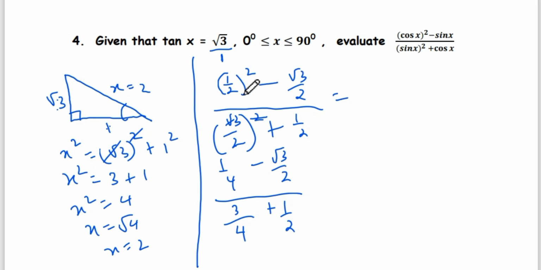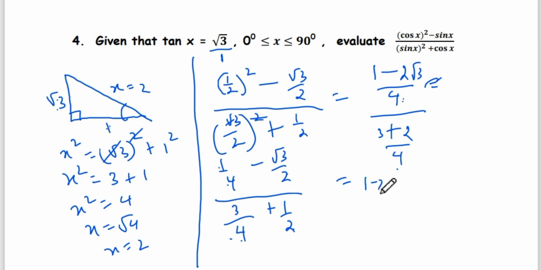So we can take the LCM from here. LCM of 4 and 2 is 4. 4 into 4 is 1, 1 times 1, 1, minus 2 into 4 is 2, 2 times root 3, 2 root 3, divided by the LCM of 4 and 2, which is 4. 4 into 4 is 1, 1 times 3, 3, plus 2 into 4 is 2, 2 times 1, 2. This becomes 1 minus 2 root 3 over 3 plus 2, which is 5 over 4.